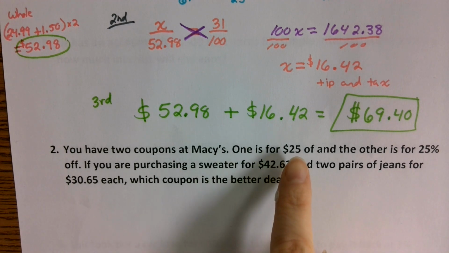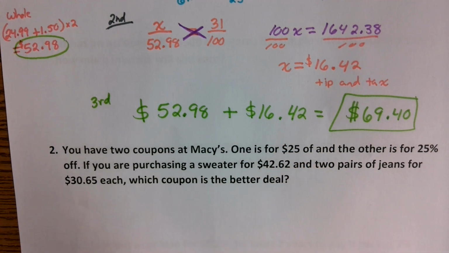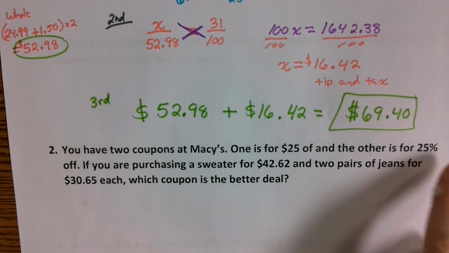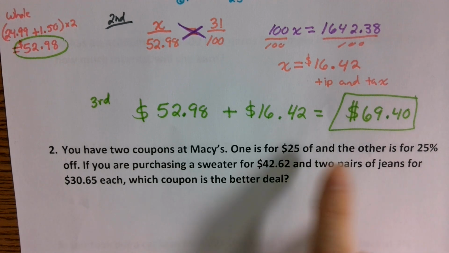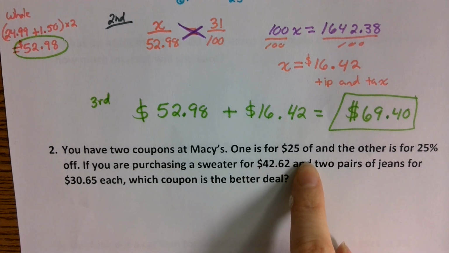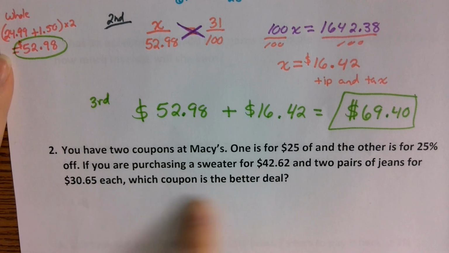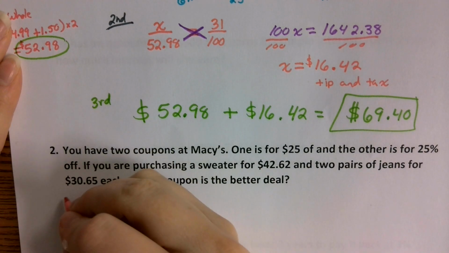So we already know one of the coupons is $25 that's going to be taken away. So all we have to do is find out what is 25% going to equal as money. If 25% comes out to less than $25, then it's not the good deal. If it comes out to taking more than $25 off, that's the better deal. So the first thing we need to do is figure out how much money.